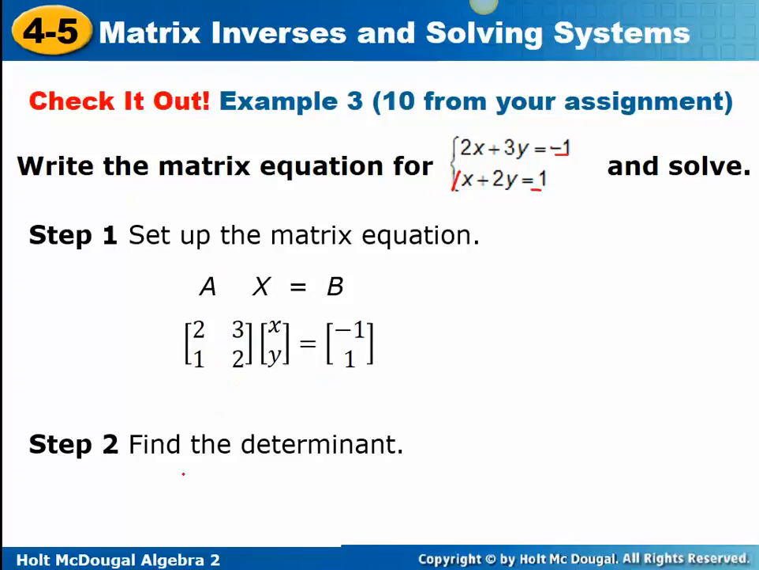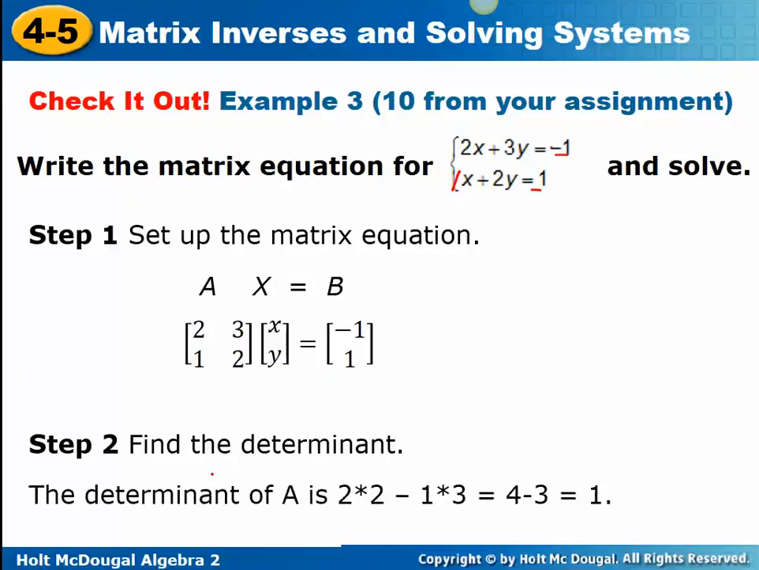And part of that is finding the determinant. So the determinant is 2 times 2 minus 1 times 3. So 4 minus 3 is 1. Oh, it's nice when the determinant's 1. So that's going to make our work a little bit easier.